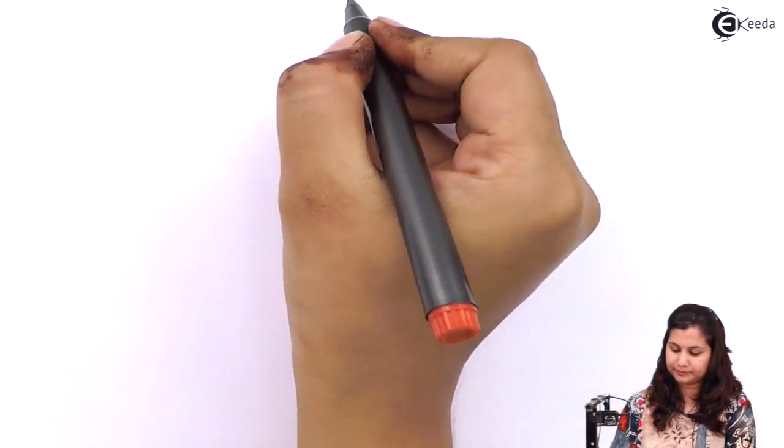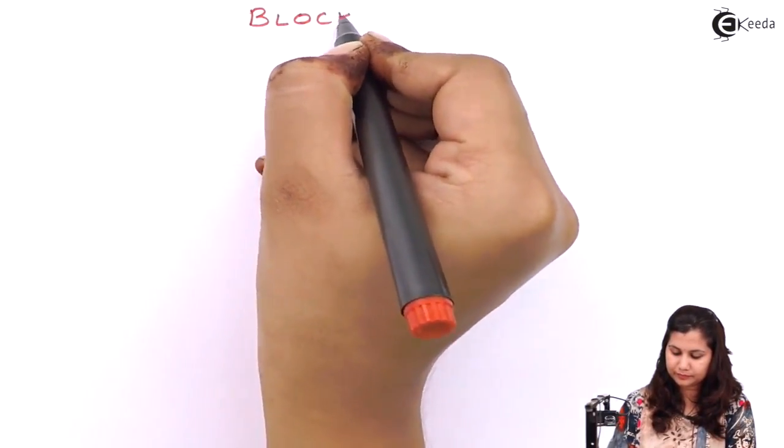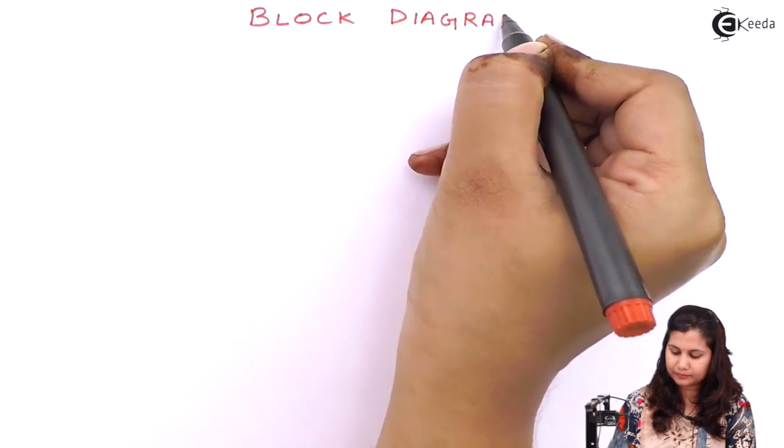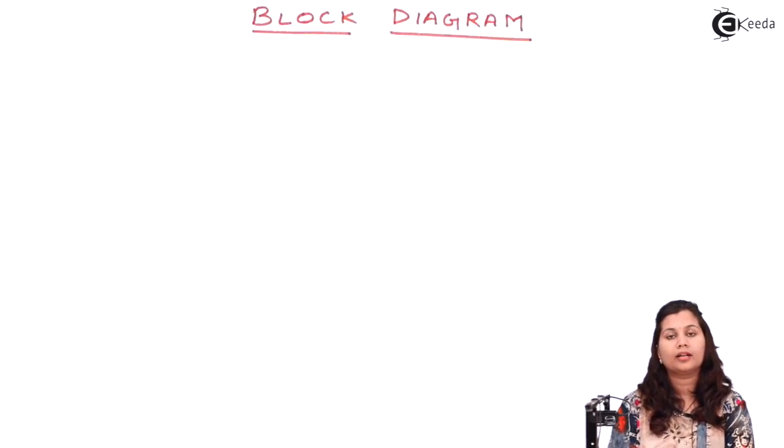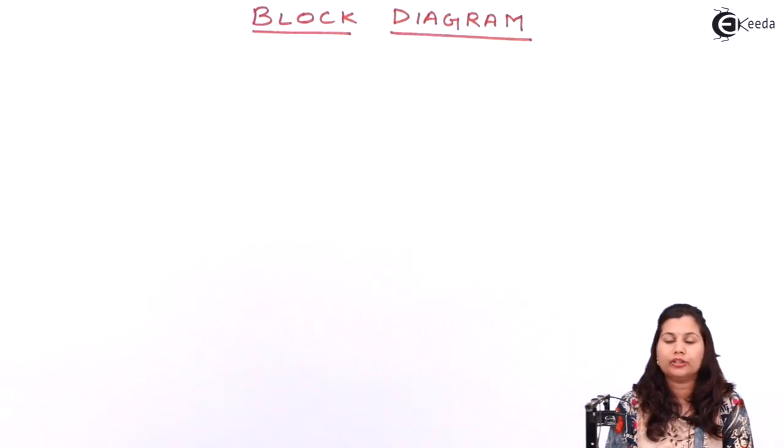Hello friends, in this video we are going to study what a block diagram is. We know that a system consists of many components and these components are connected together to perform some operations. If we want to express the function of each component, then the transfer function of each component of the system is represented by a block diagram.